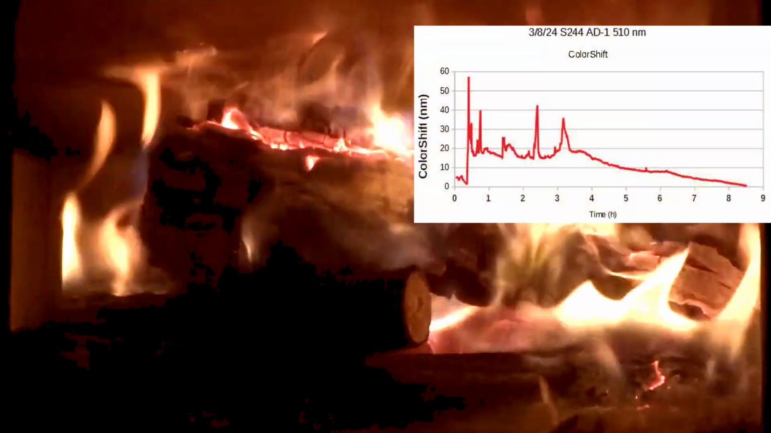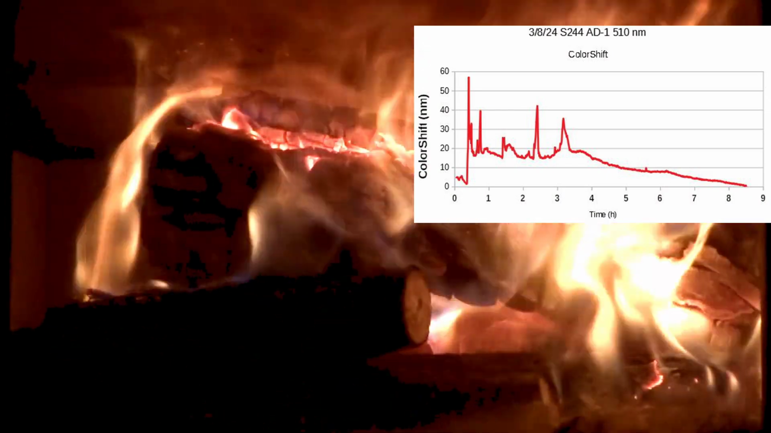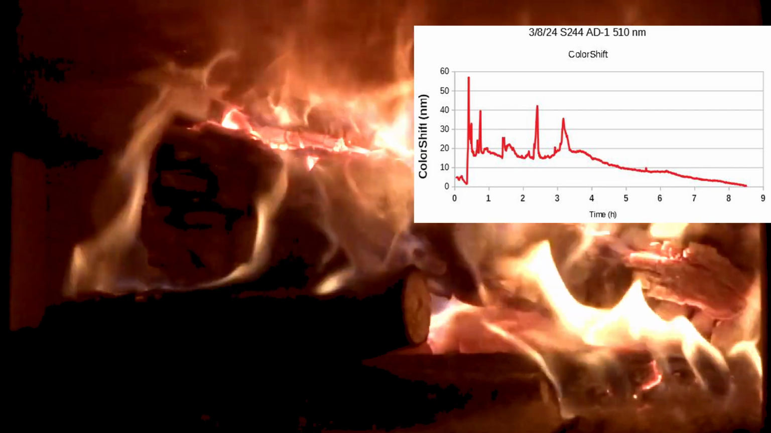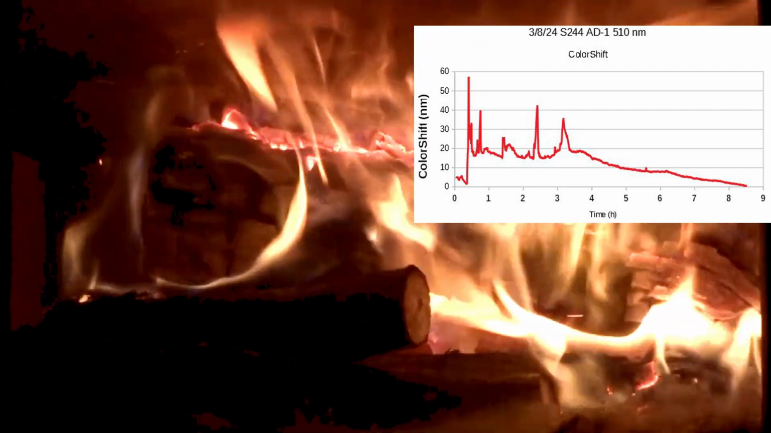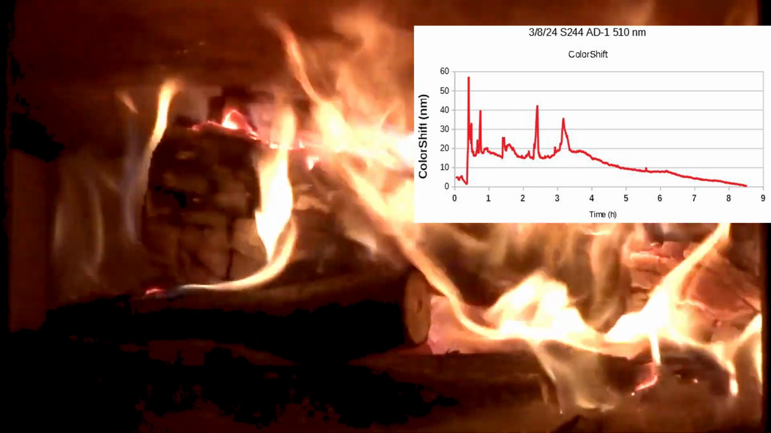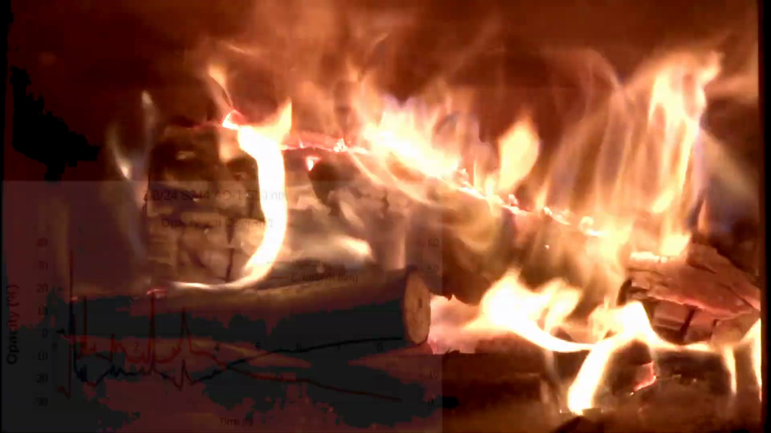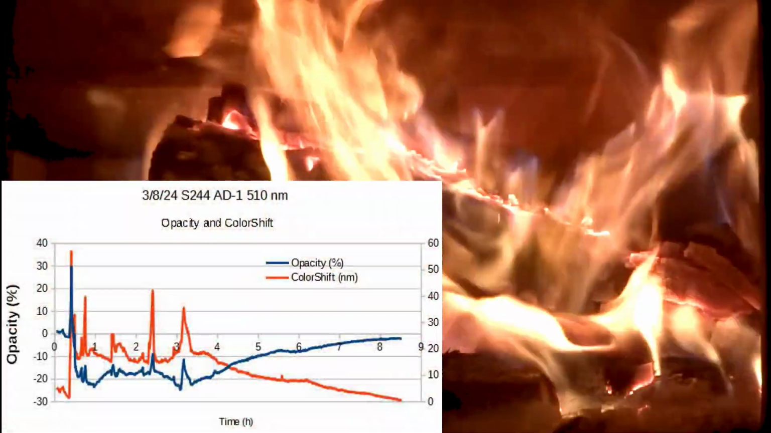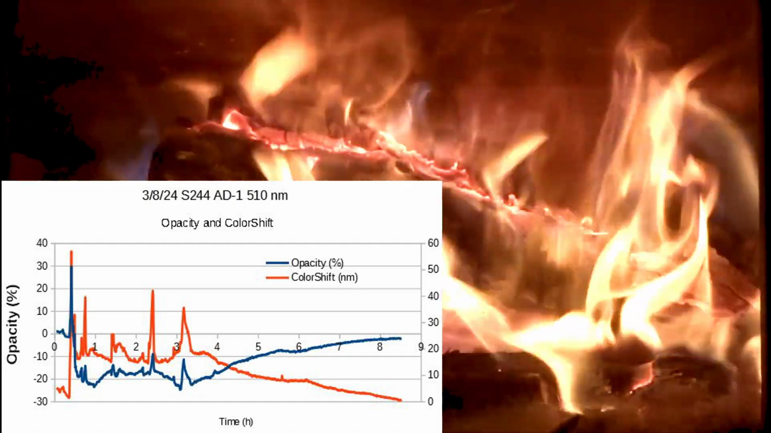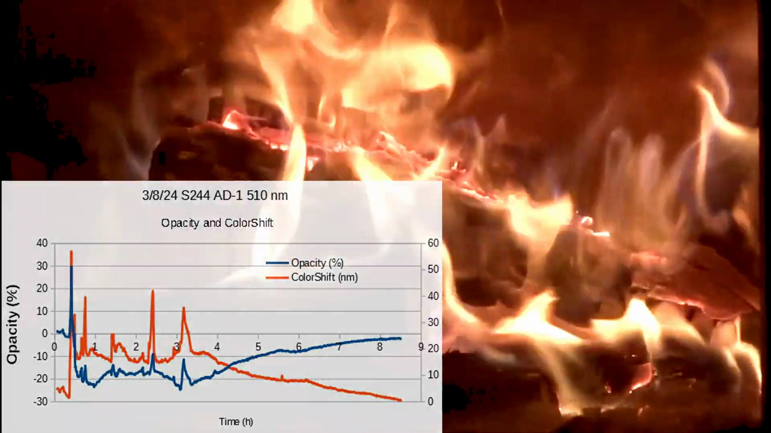Upper right we have the 510 nanometer color shift. This would be the amount of color shifted above 510 nanometers. Color shift and opacity presented together have similar peaks from slightly different information.